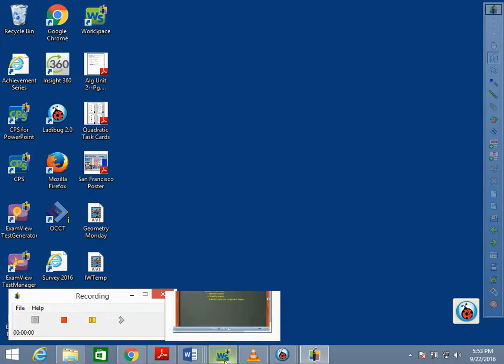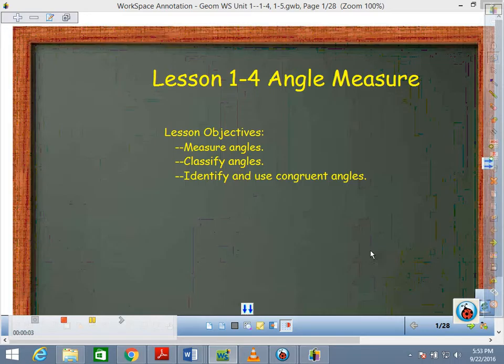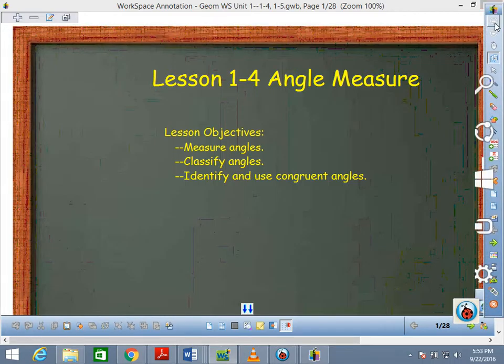Today, we are going to talk about your Thursday lesson. We're going to go through just like we would in regular class. So we're going to learn about lesson 1-4, angle measurements. Our learning objectives are to measure angles, classify angles, identify, and use congruent angles.